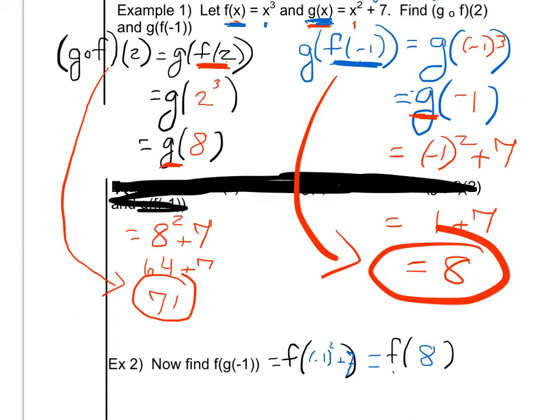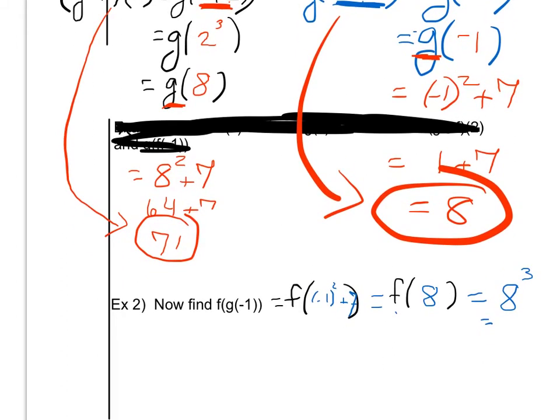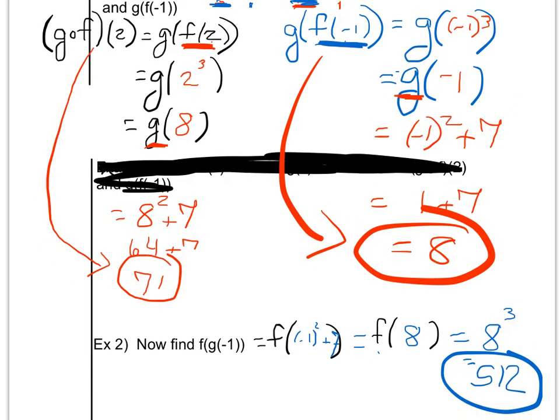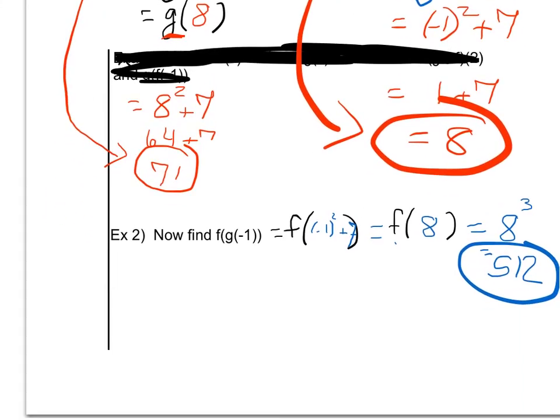That tells me go to my function f. Every time I see a variable, plug an 8 in. Well, I only have one variable, 8 cubed, which is, sorry, I should have had this punched out already, 512. So notice that I do not get the same answer as I did when I started with my function f, as opposed to starting with my function g.